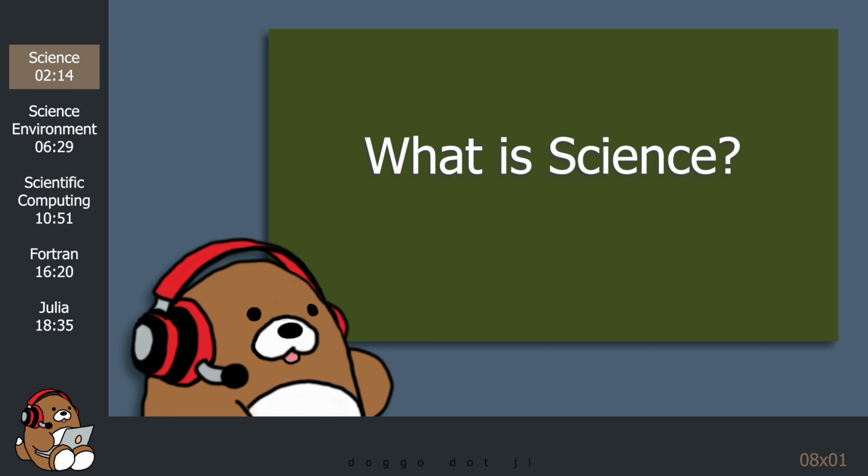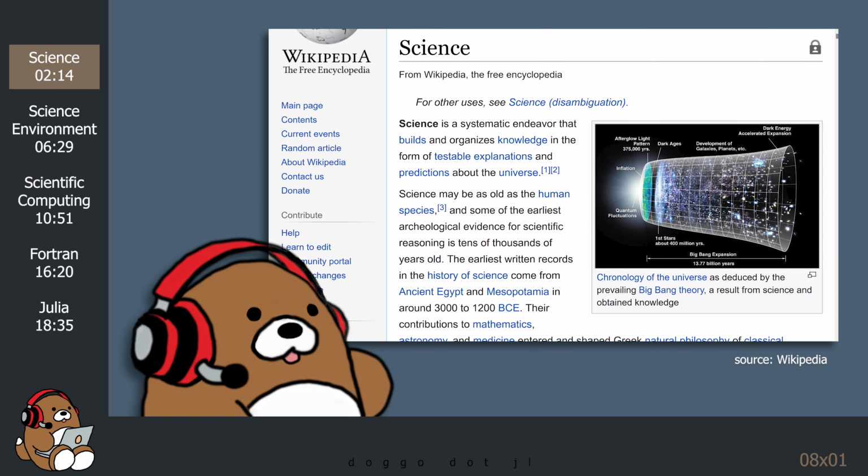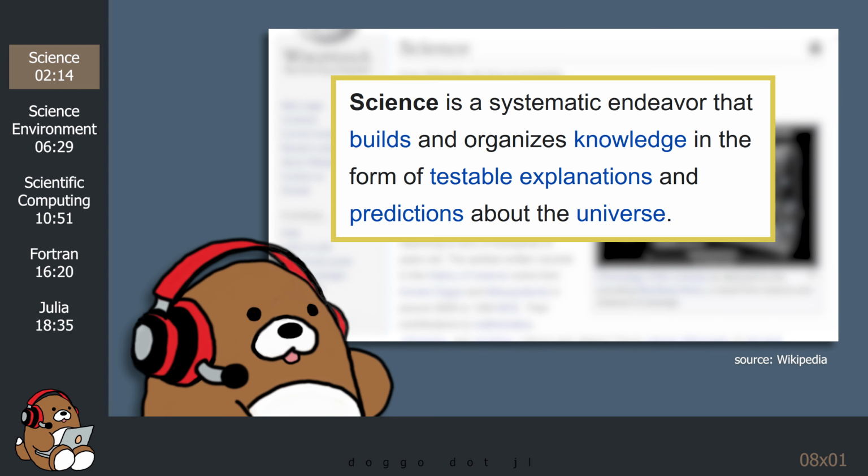If you do an internet search for "what is science," you'll get all sorts of articles that attempt to answer this question. Let's start with a Wikipedia article on science. Just so we're all on the same page, for the most part, I'll just be quoting directly from this article. Science is a systematic endeavor that builds and organizes knowledge in the form of testable explanations and predictions about the universe.